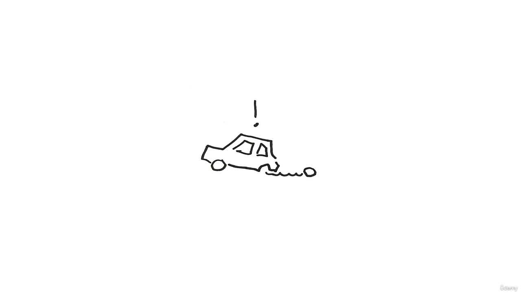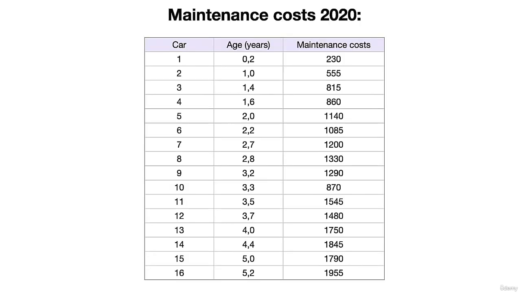Dave wants to know the car maintenance costs depending on the age of the car and gets an overview of the repair costs from the computer. Dave gets a report from last year and looks at the data. There seems to be a relationship between the age of the car and the costs.